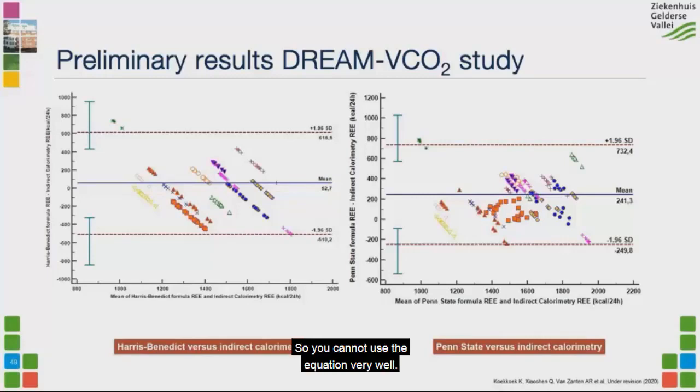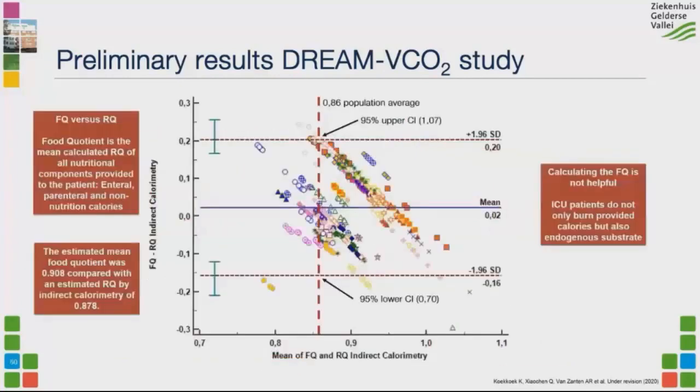So you cannot use the equations very well. And in the right part of the panel, you see the Penn State University. There is also an overestimation of calories by almost 240 kcals per day. So you cannot use the equations.